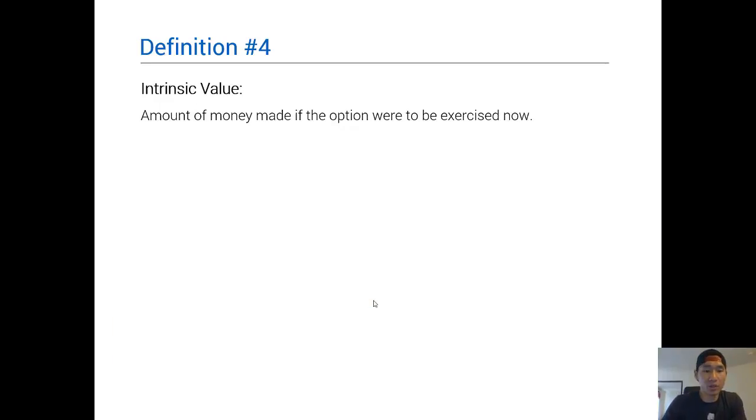Now on to the other two terms, starting with intrinsic value. Intrinsic value is the amount of money made if the option were to be exercised right now.